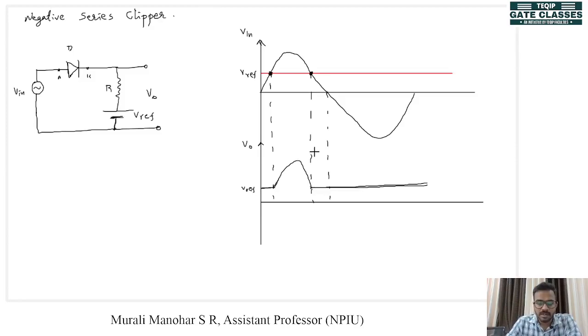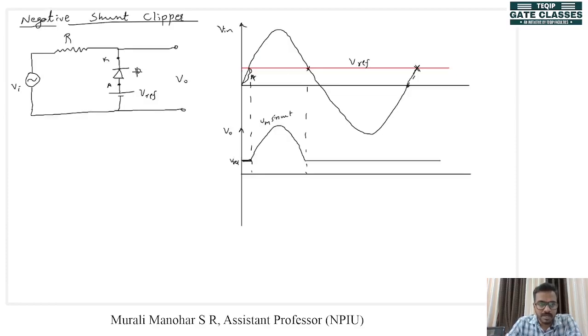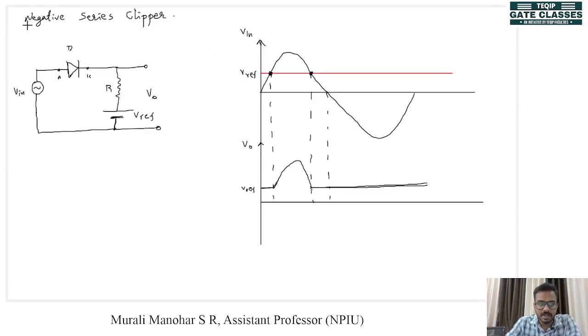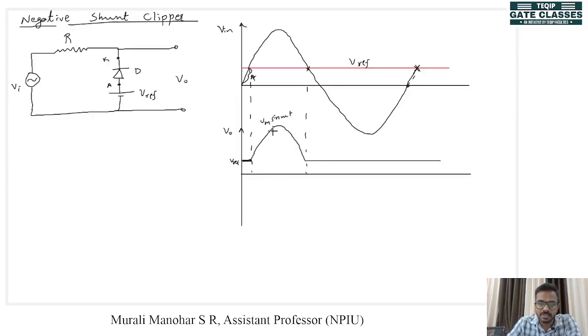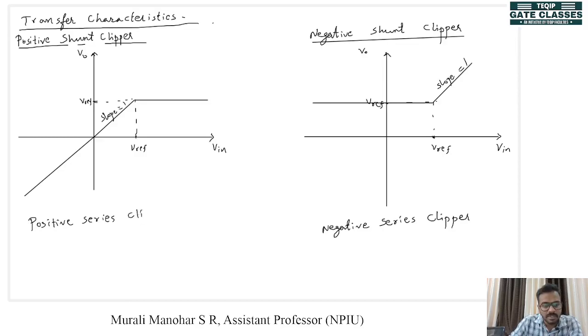Now if you look at the output voltage of positive shunt clipper, negative shunt clipper and negative series clipper, you can see that the output voltage looks the same, right? That means negative series clipper also has the same transfer characteristics as negative shunt clipper. Similarly, positive shunt clipper and positive series clipper will have the same transfer characteristics.